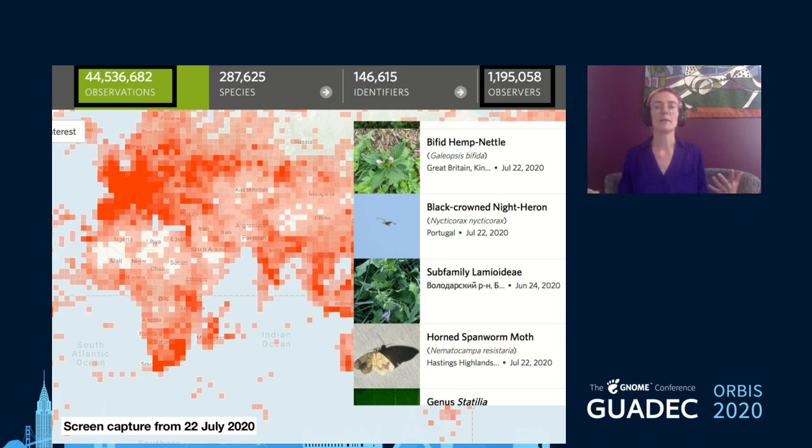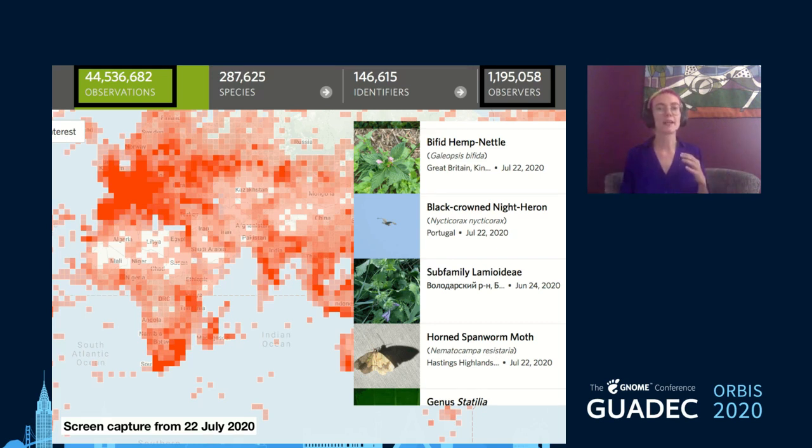But there is a tension in this project of wanting users to present this information freely and as usefully as possible, and thinking about what kind of information users may be sharing that they haven't really thought about or considered that they've been sharing. So iNaturalist boasts more than 44 million observations as of this morning. The number changes daily, and more than 1 million observers.